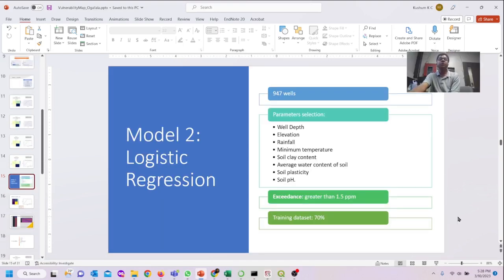We did the logistic regression model part for the fluoride modeling in the Ogallala Formation.